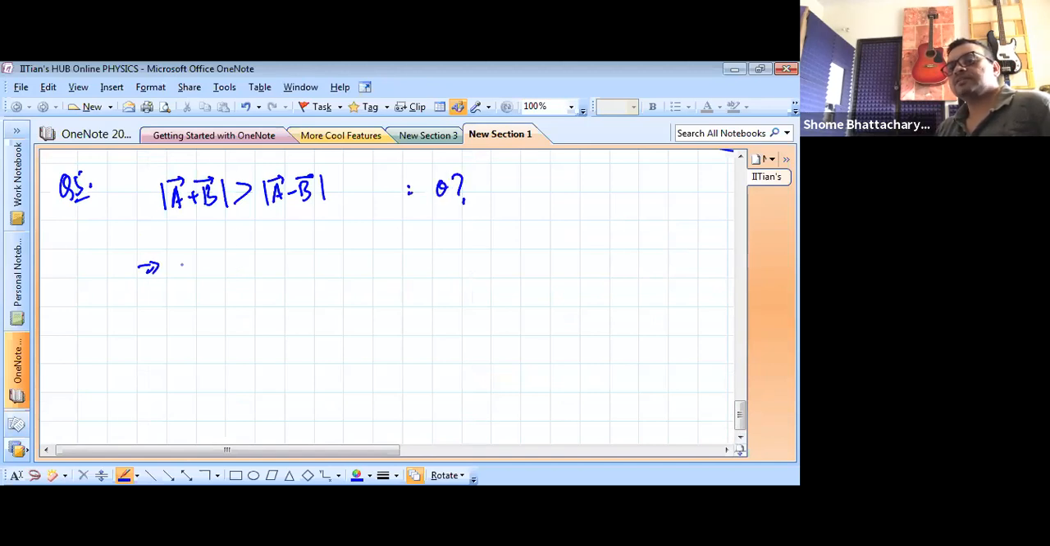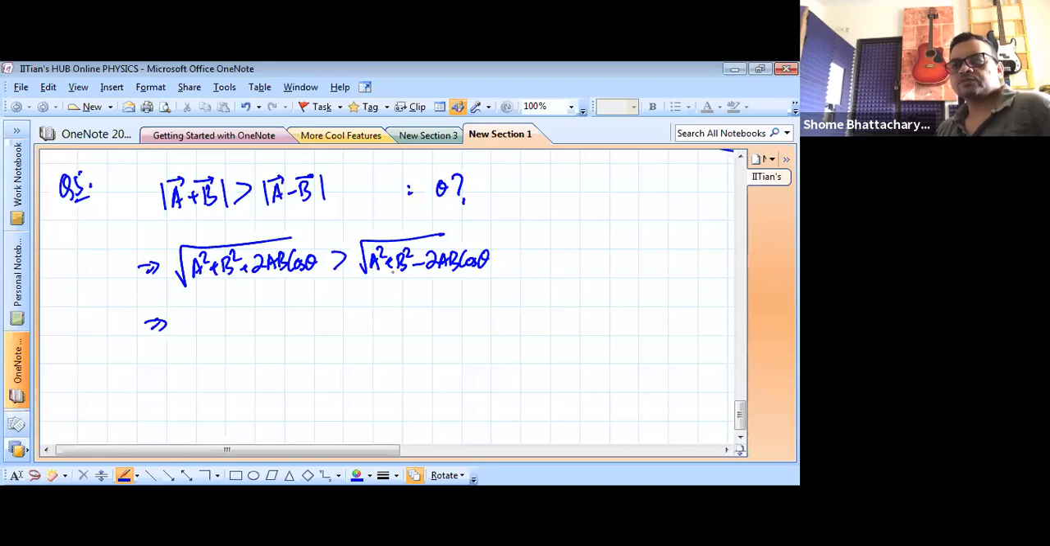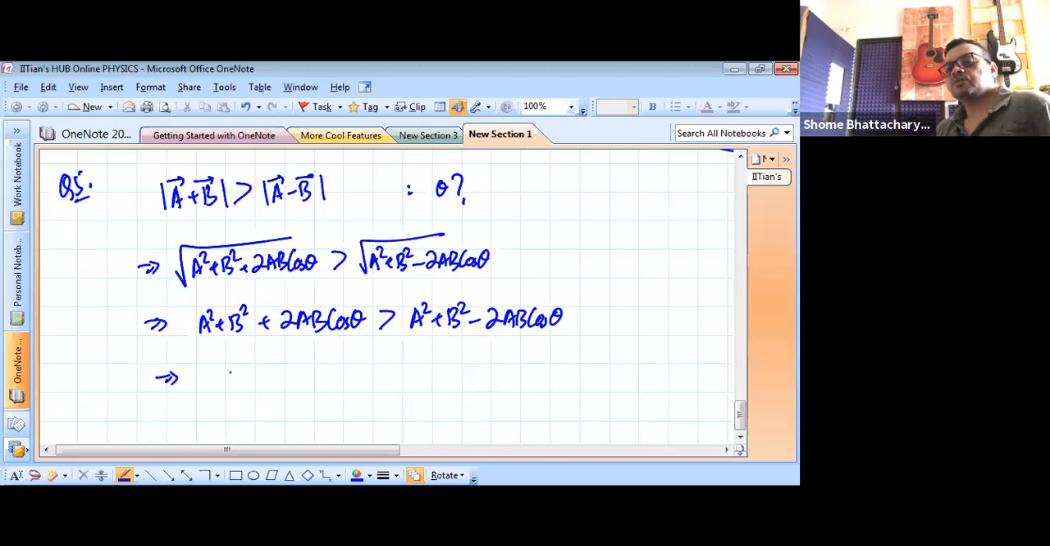So let's understand. So just expand this. So root of A square plus B square plus 2AB cos theta is greater than root of A square plus B square minus 2AB cos theta. So you can square both the sides because both quantities are positive. So one positive quantity is greater than the other, then its square is also greater than the other. Okay, so A square plus B square plus 2AB cos theta is greater than A square plus B square minus 2AB cos theta, which basically will mean that cos theta has to be a positive quantity.